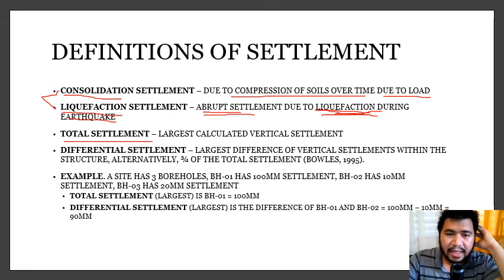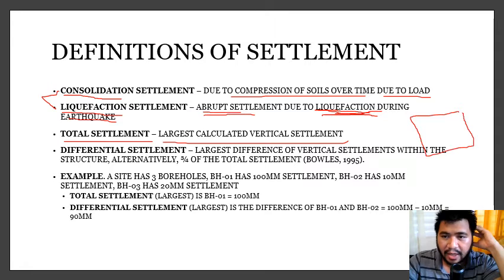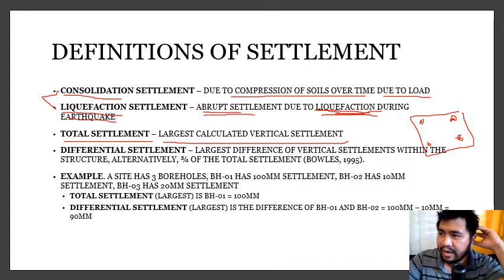Now you also have your total settlement, and this is basically your largest calculated vertical settlement. So let's say, for example, you have a project area and you have different boreholes. From the boreholes you can have your geotechnical data, and from there you can calculate the potential settlement depending on the size of the building that you'll be constructing. Whatever amount of settlement you get from these different boreholes, you just stick with the largest amount of settlement that you can calculate.